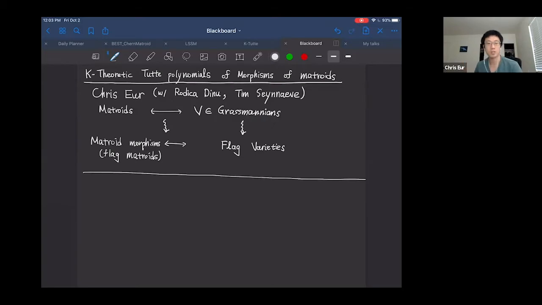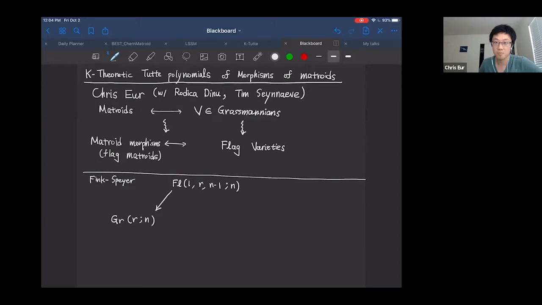So what happened in the matroid case? The point of departure in our case is work by Fink and Speyer. And what they did was as follows. Let's consider the following diagram. I have the Grassmannian of r-dimensional planes in n-dimensional space. I have the partial flag variety of (1, r, n-1) in n-dimensional space. So this is a line inside an r-dimensional space inside a hyperplane.